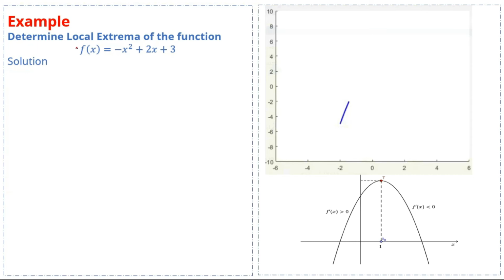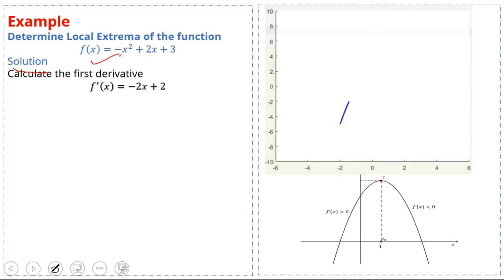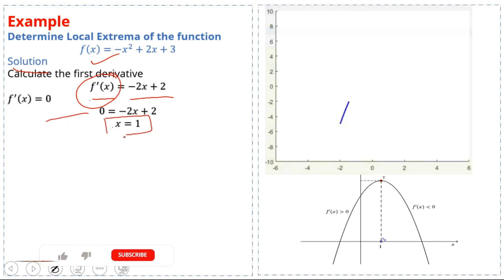Example: determine the local extrema of the function f of x is equal to minus x squared plus 2x plus 3. Solution: first we find the derivative of this function, and the derivative is f prime of x is equal to minus 2x plus 2. Now we set f prime of x equal to 0 to find the value of the critical point.